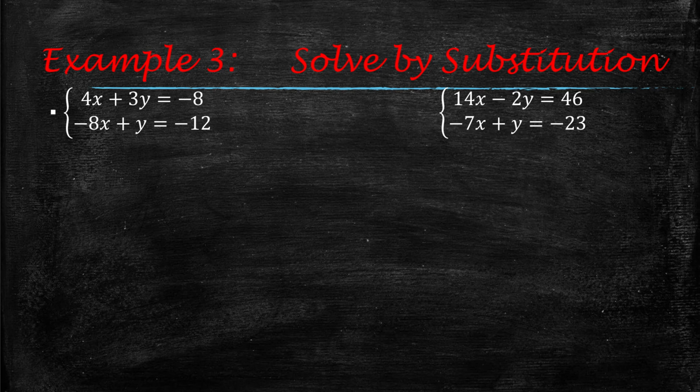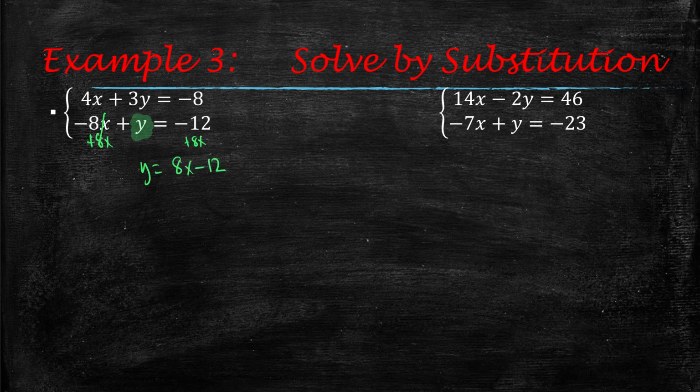If I look at this first one, my y would be pretty easy to solve for. What that means is I would need to get that by itself. Okay, well, to do that, I would just have to add 8x over to the other side. And now I'll have y equals 8x minus 12.